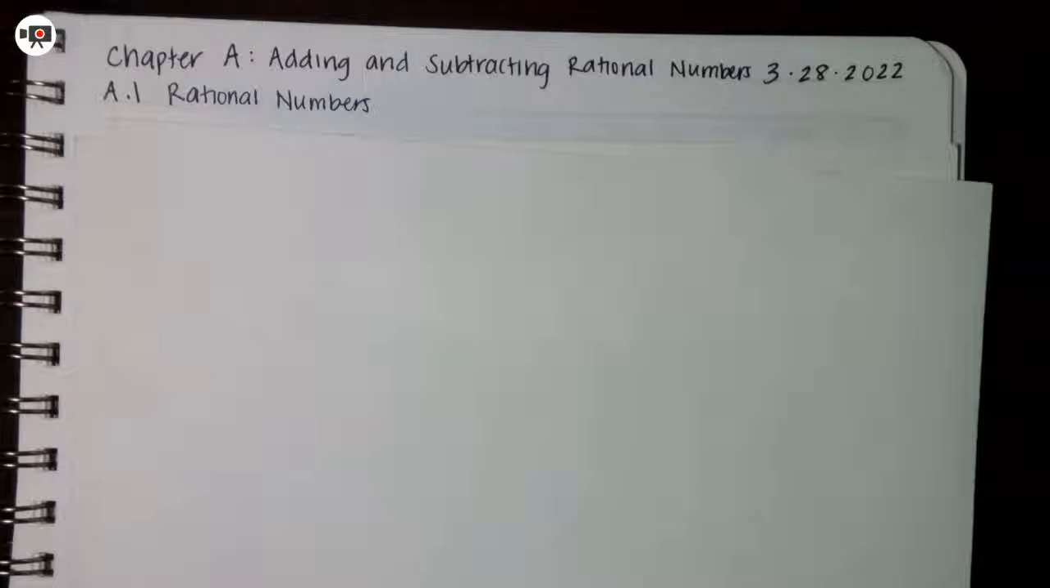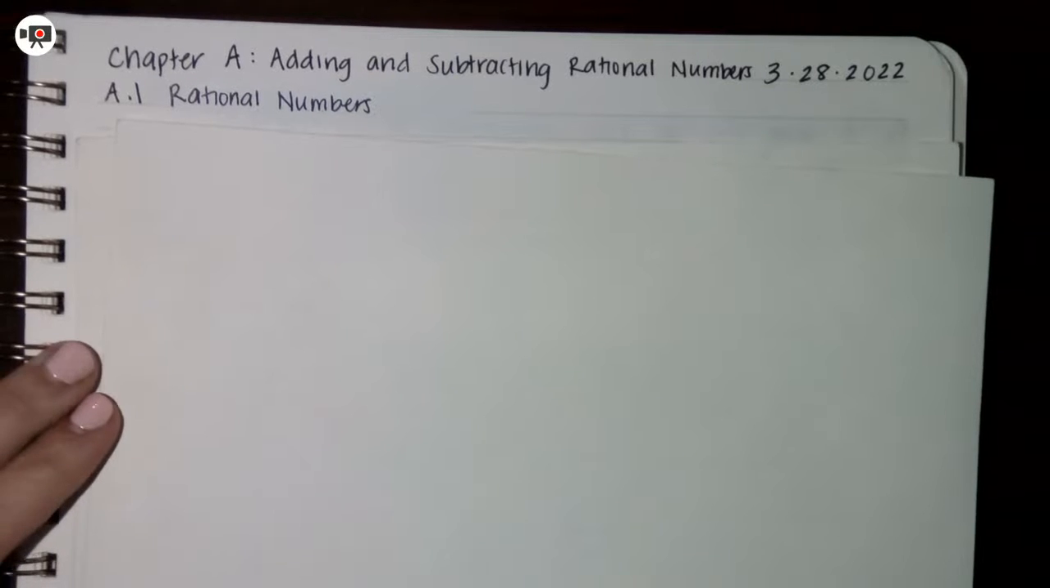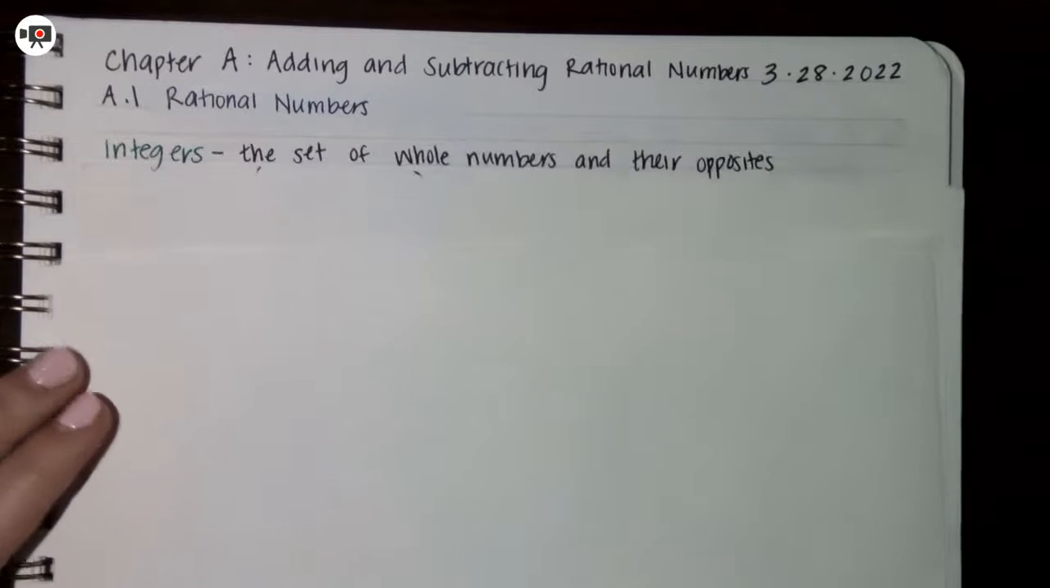This is Chapter A, which is about adding and subtracting rational numbers. And this is A.1 Rational Numbers.